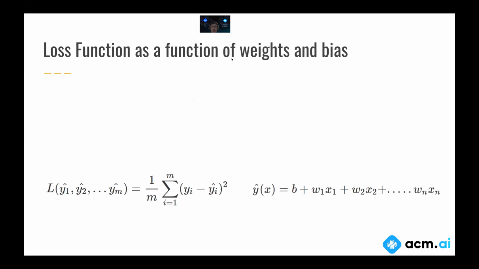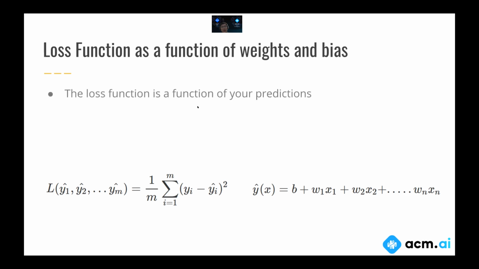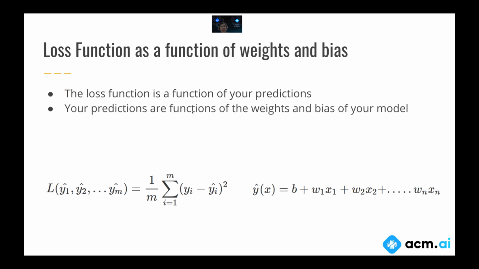All right, cool. So the loss function can actually also be thought of as a function of weights and biases. This was pretty mind-blowing to me at first, but if you think deeper about it, the loss function is basically just a function of your predictions, and your predictions are functions of all the weights and biases of your model.